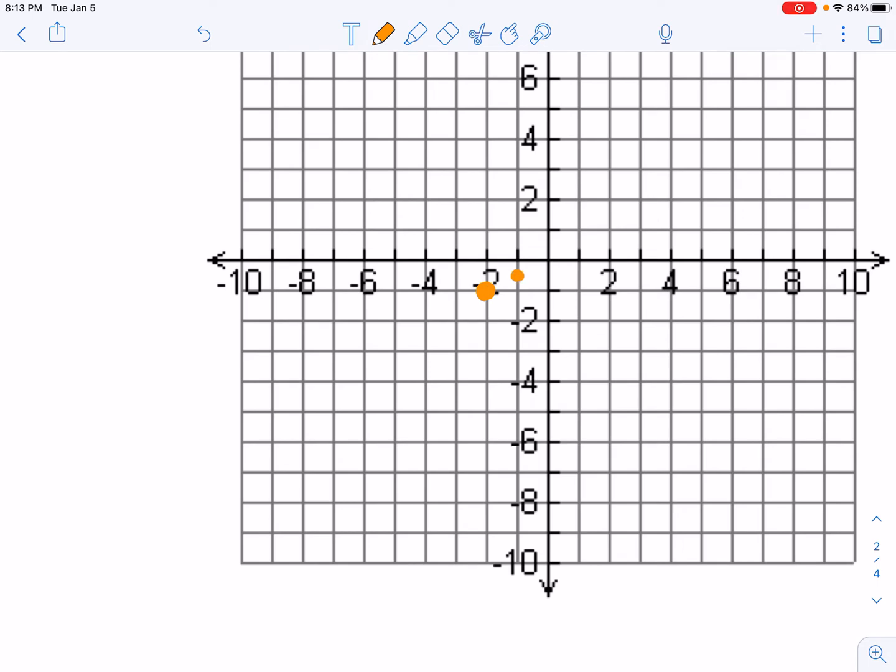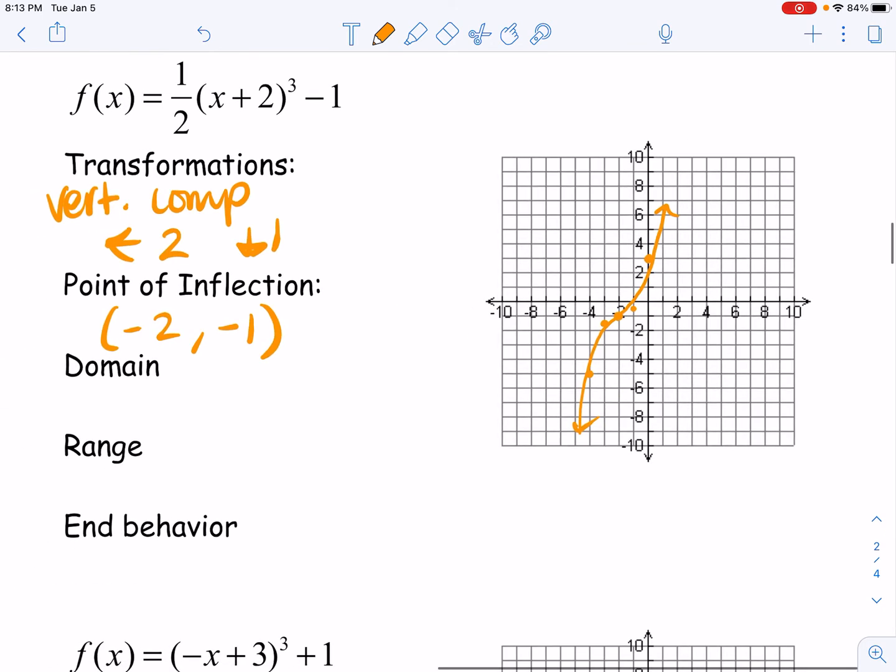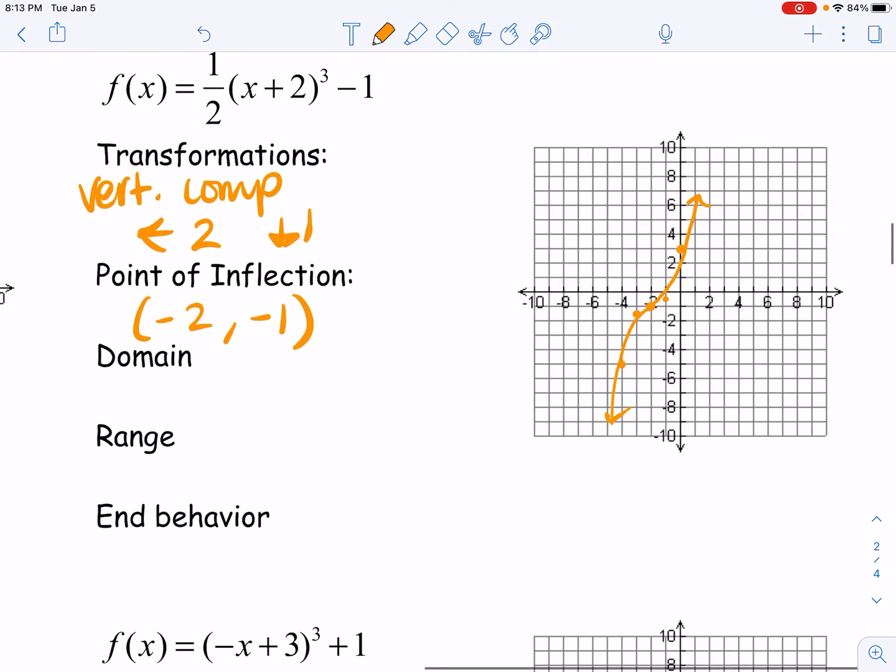From the point of inflection, instead of going right 2, up 8, I want to go half of that. So I'm going to go right 2, up 4. From that point of inflection, I'm going to go left 1, down a half, because it was normally left 1, down 1. And then I'll also go left 2, down 4. Again, a smooth, continuous line. See, I didn't even hit all the points, and that's okay. And there's my cubic function that has been vertically compressed, shifted left and shifted down.